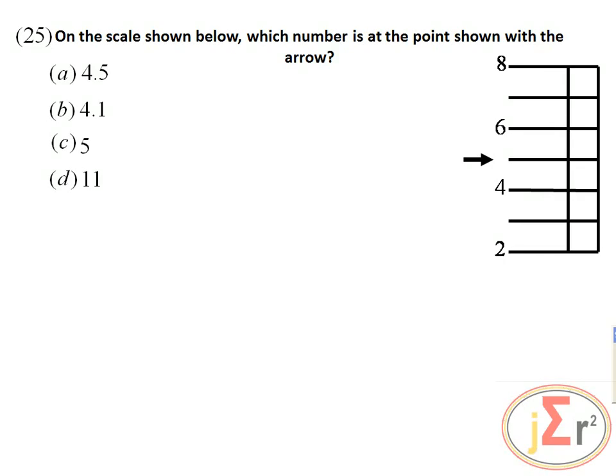On the scale shown below, which number is at the point shown with the arrow? What number will be right here, Jerry? 4.5. Oh, it is 4.5. Count this again. What do we have here? It will be 5, because we are beginning at 2 and we are going up by 2 each time. So that will be 5. Right, it will be 5.